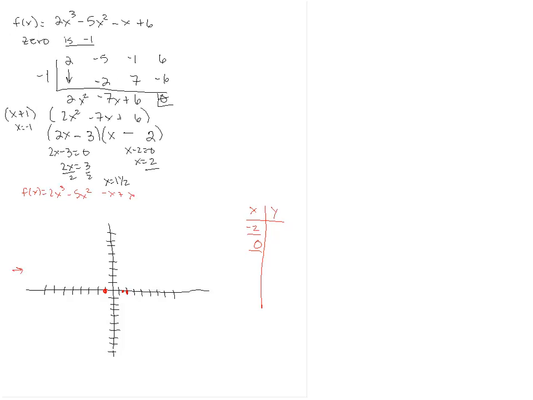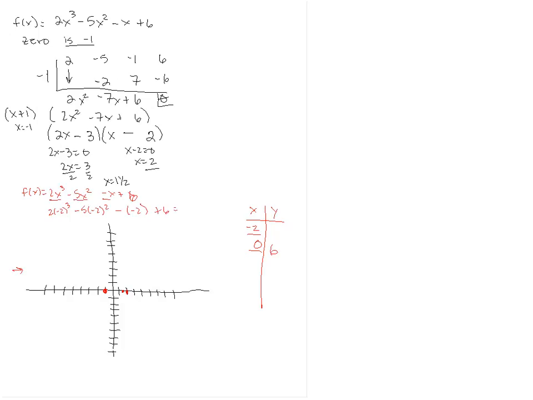First of all, how easy is it to plug in a 0? Plug in a 0 there, gone, 0 there, gone, 0 there, gone. And I said plus 6, so the answer is 6. But we do have to plug in a -2. So 2 times -2 cubed minus 5 times -2 squared minus -2 plus 6.